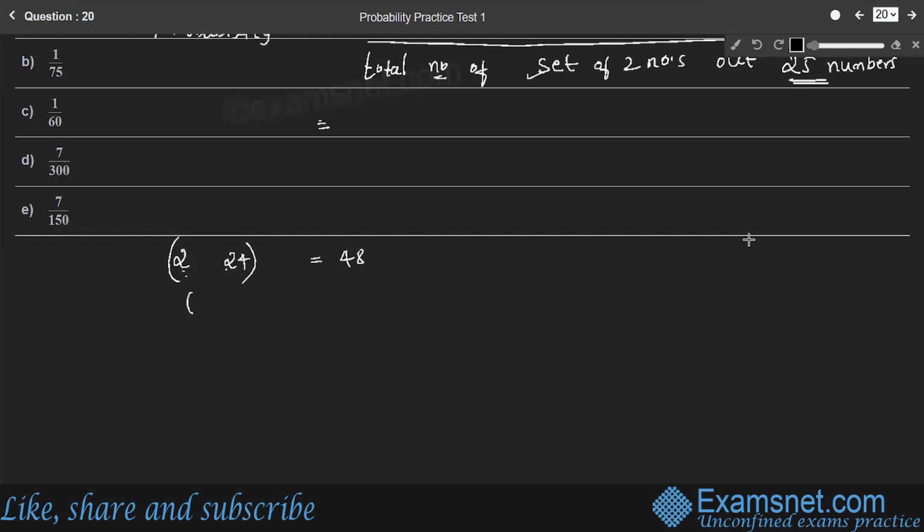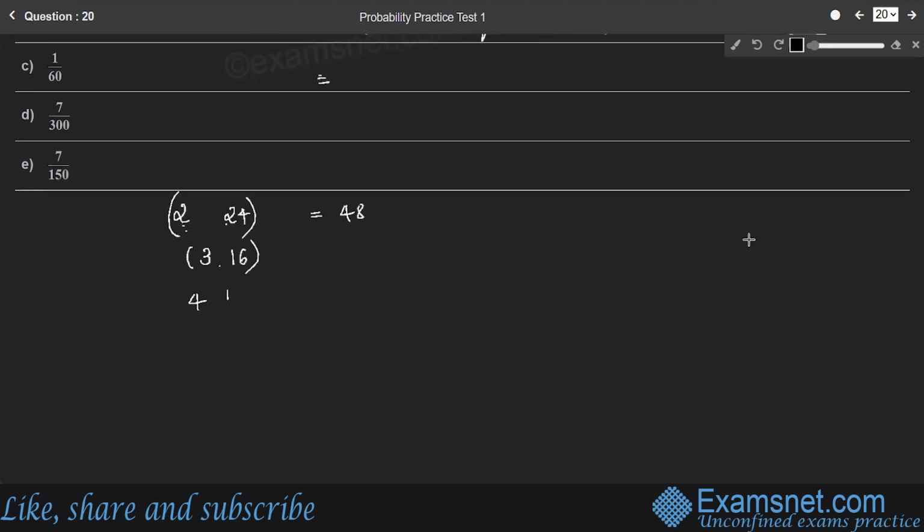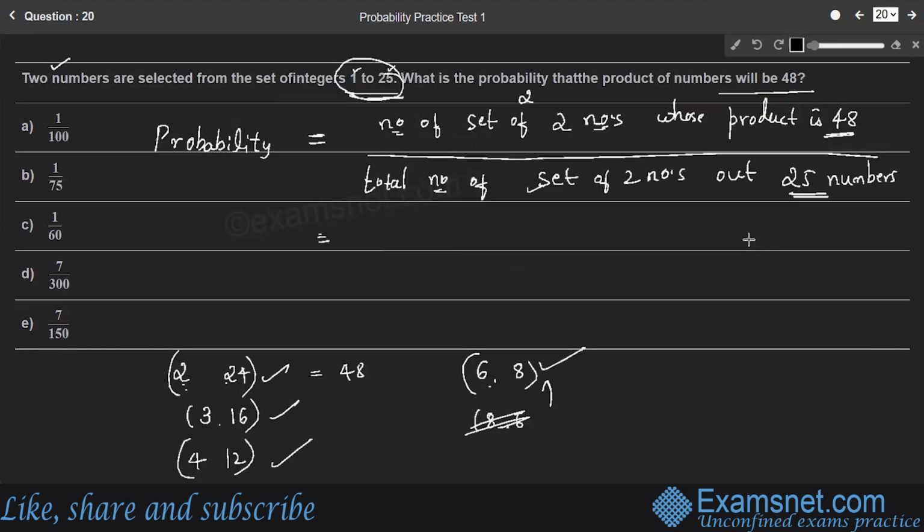And 48 is divisible by 3. So 3 into 16, 3 and 16 is another set. Then 4 and 12. This is another set. Then 5 is not divisible, 6 is divisible into 48. So 6 into 8. So 6, 8 is another set. So next comes 8 and 6, which is same as the previous set. Therefore, we can form 4 such sets. Therefore, number of sets of two numbers whose product is 48 is 4.